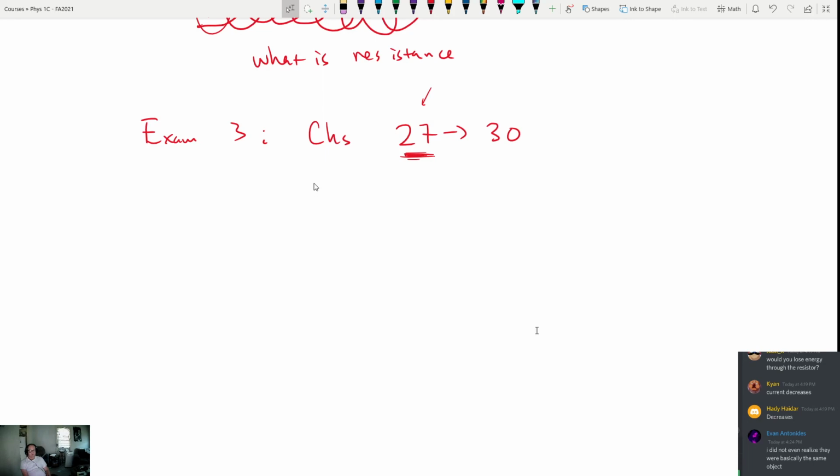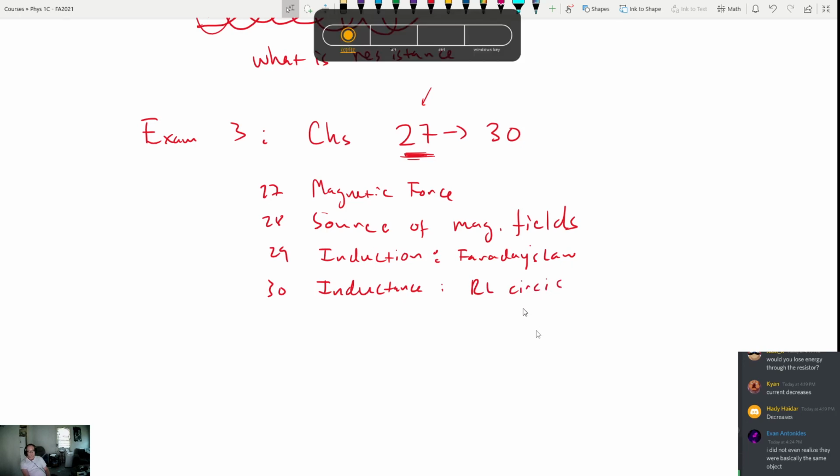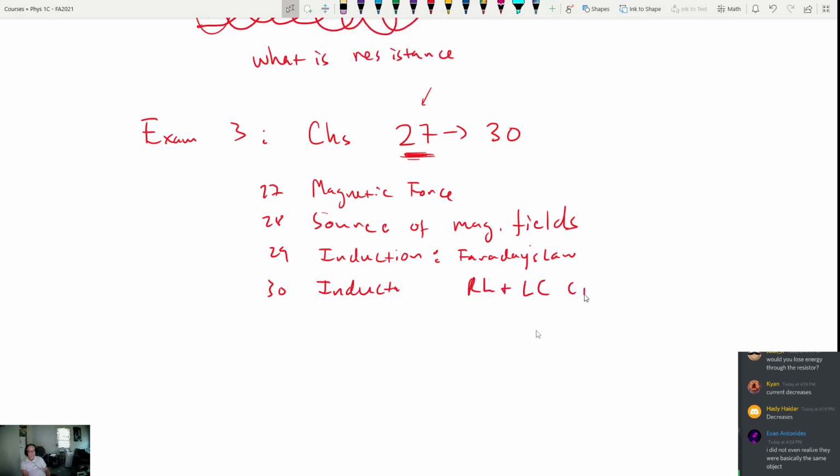The topics of these chapters are magnetic force, sources of magnetic fields, in case your book has different numbers. This is 27, this is 28. Chapter 29 is induction, like Faraday's law, basically. And then chapter 30 is inductance. And so this is basically RL and LC circuits, inductance, as well as the idea of self-induced EMF. There's a topic called mutual inductance, which is in this chapter. I'm not going to put that on the exam, but you may want to learn about it.